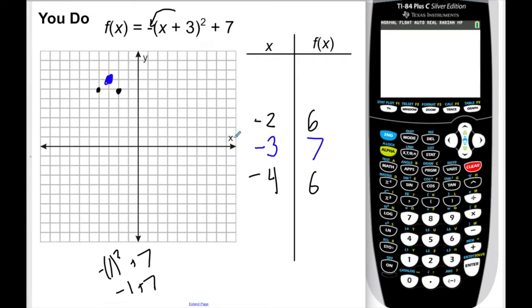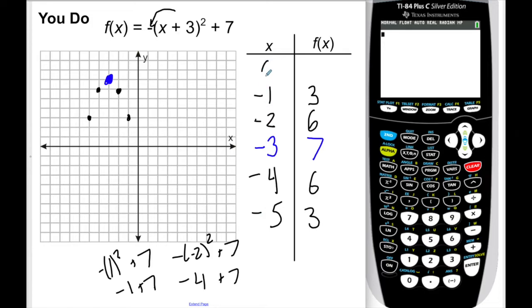What can I plug in next? What would be the next best couple to plug in? That would be -1 and -5. Okay, -1 plus 3 is 2. 2 squared is 4. This makes it a -4. And -4 plus 7 is 3. And those, again, must be the same because of the symmetry. Okay, if we were to keep going, we could do 0 and -6.